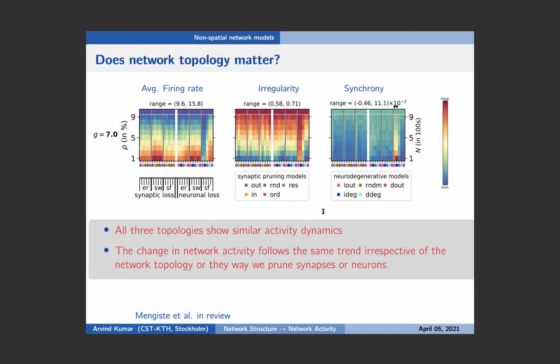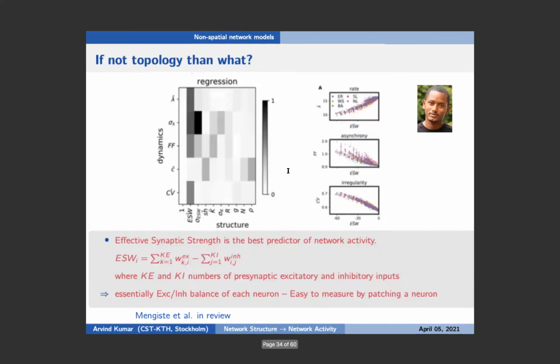So to us, it was a big surprise that even though we start with different topologies, we prune them either by synapse removal or neuron removal and different strategies, yet in all possible cases, we get basically the same qualitative behavior. And this makes us think that maybe topology is not really an important property of these networks. But then what really matters?